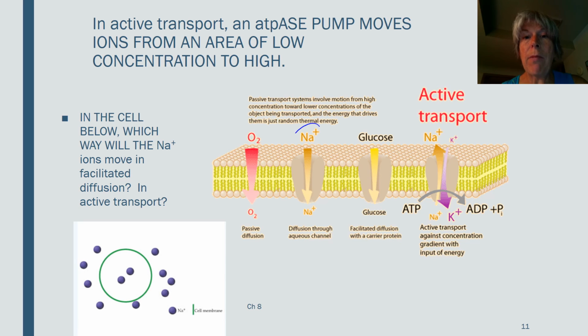So oftentimes ions like sodium or chloride will need a channel. Things like glucose also need a channel. So in facilitated diffusion, the particles will move into the cell.